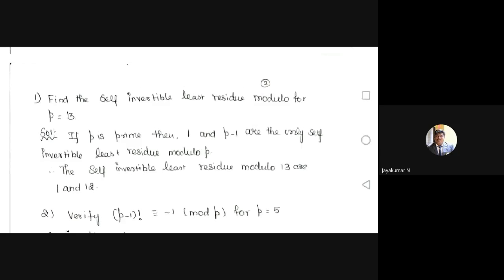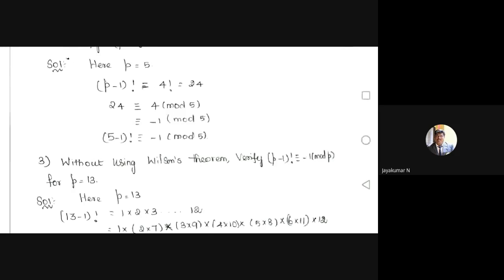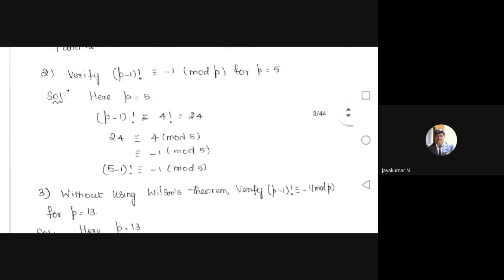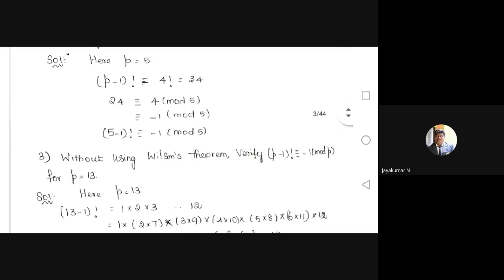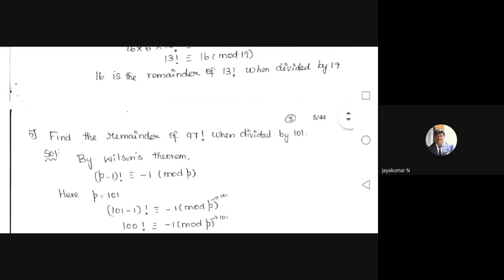Then we checked whether the given prime is self-invertible or not, and also verified that p minus 1 factorial is congruent to minus 1 mod p for p equal to 5, without using Wilson theorem. We did one more verification, and found the remainder of 13 factorial when divided by 19 using the Wilson theorem. And we also worked out the remainder of 97 factorial when divided by 101.